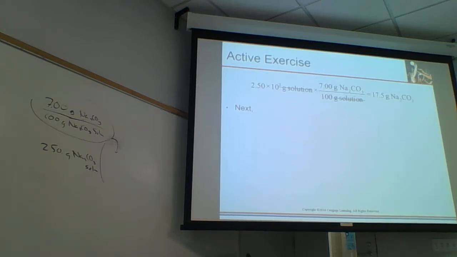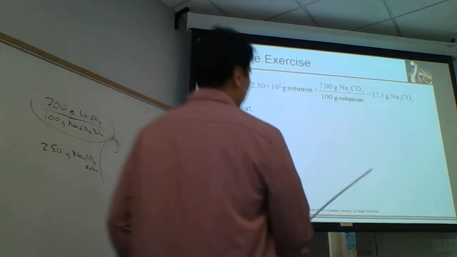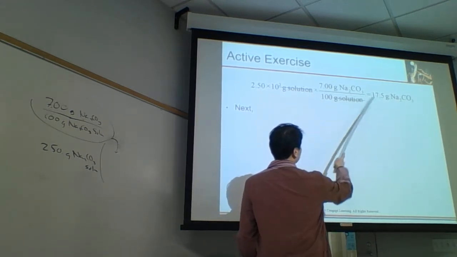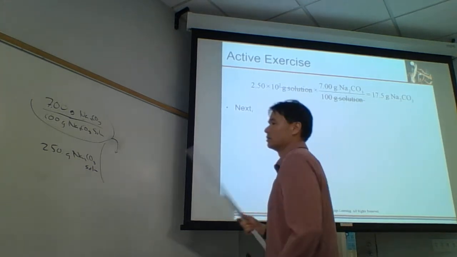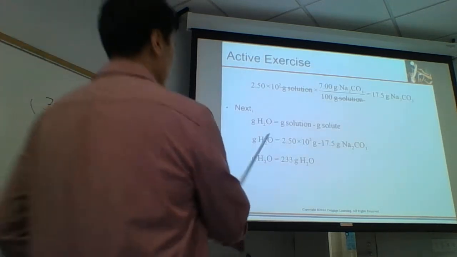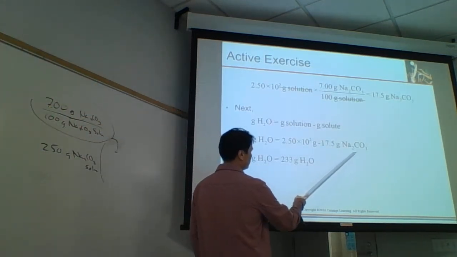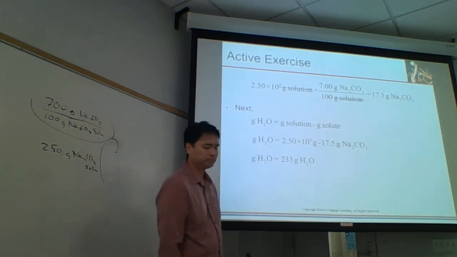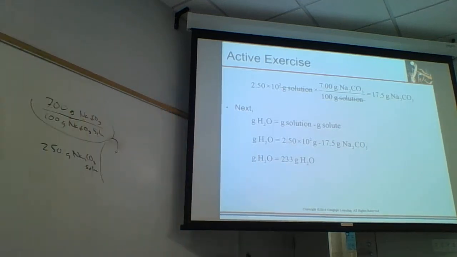Now, how many grams of water do we need? Well, we're going to have 17.5 grams of sodium carbonate and 250 grams of solution. And so the difference will be water. So they're just taking the 250 grams total minus the 17.5 grams of sodium carbonate solute, which gives us 233 grams of solvent, which is water. And so the grams of solvent plus the grams of solute equals grams of solution.